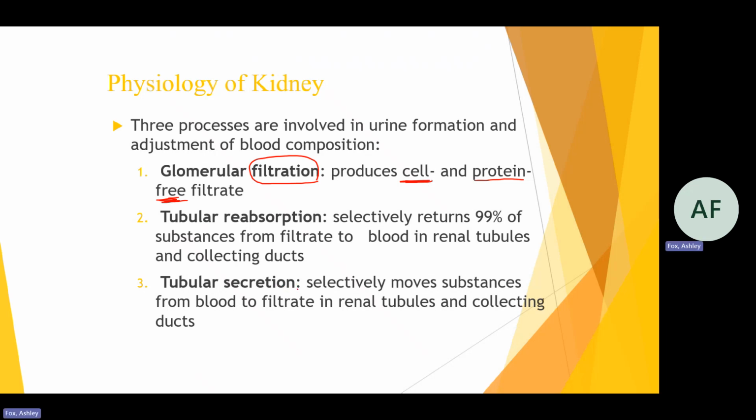Tubular secretion, again, is the stuff you want to get rid of. So you're putting it back in the box to throw it away. That's why you're going through the box, to make sure it's only things that you want to throw away and not things that you actually want to keep. So you're going to move substances from the blood to the filtrate, in the renal tubules and the collecting ducts, so that you can get rid of it.